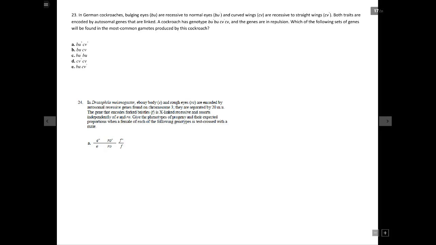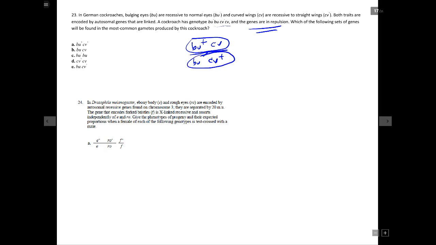They're just asking you if you know what this term repulsion means. So we have something that's heterozygous like this. Genes are in repulsion. So we're going to have BU plus CV, and over here we'll have BU CV plus. That just means that the same kinds of alleles are on the opposite side of the line and they're going in different directions. So if they're in repulsion, we're going to get these two things more frequently.